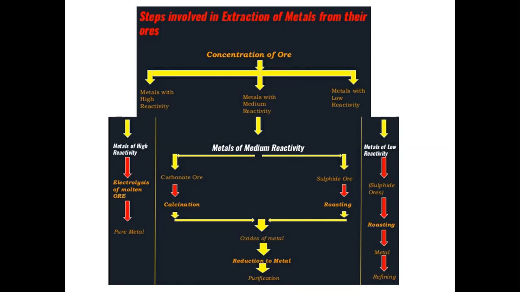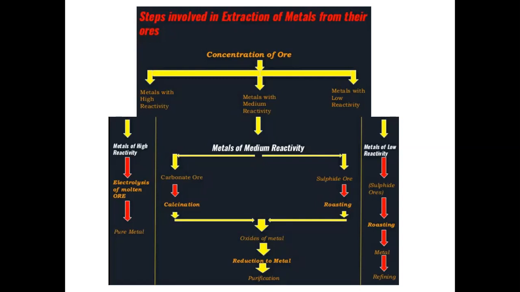After roasting we'll get a metal, but this metal is not 100% pure. It requires a purification step. Till here we got 90% purity, but for the remaining 10% we'll use a technique called refining or purification. Similarly, for the high reactivity metals, students, these are very high in reactivity. Which metals are very high in reactivity? As you know, sodium, potassium, calcium, magnesium are high reactivity elements, right? They cannot be obtained from their compounds by methods like roasting and calcination.